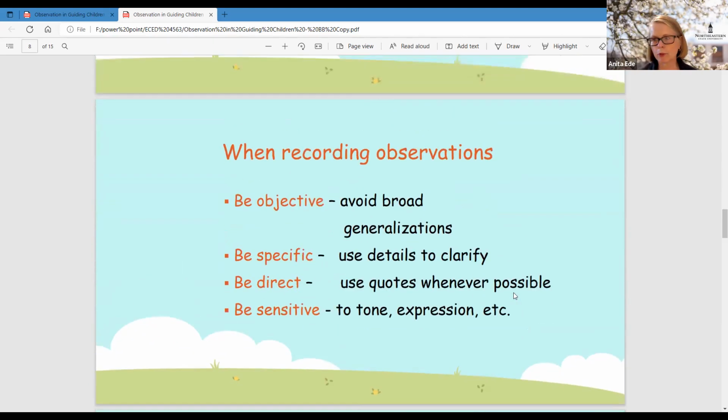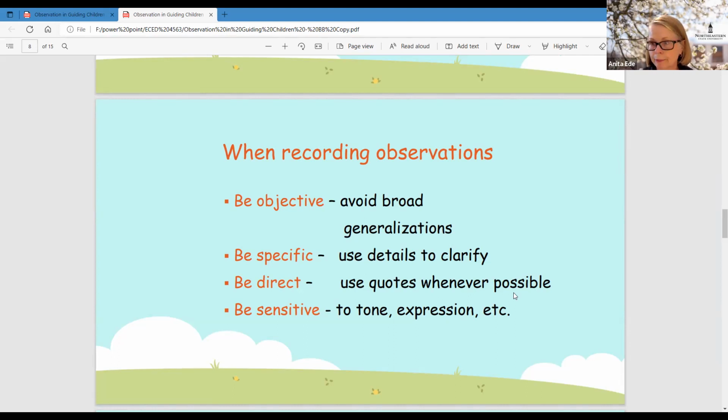The thing to remember when you're recording your observations is be objective. Avoid saying things like, Susie always does, or it appears that Susie is unhappy. Well, it may appear to you, but it may not appear like that to anyone else. What causes you to think Susie's unhappy? Be specific. When you write things like, Josh had a bad day, okay, why do you think so?